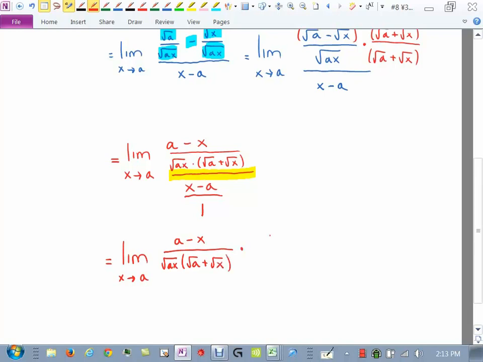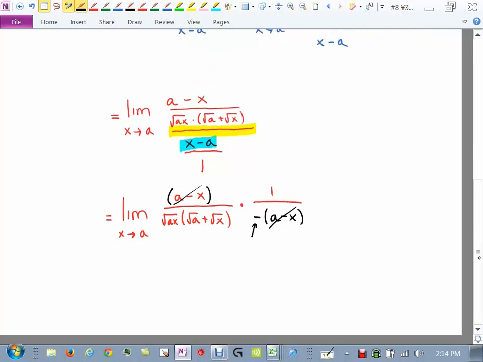It's 1 over, and then instead of writing x minus a, I'm going to factor out a negative 1 and make it instead a minus x. Now, hopefully you see that these two are the same and they cancel. But we still have that negative there, so we have to keep count of that. All right, so here's where I am. I have limit x approaches a. That negative that was down here, I'm just going to pop it to the top, make it a negative 1, over root ax, and then in that parentheses, root a plus root x.